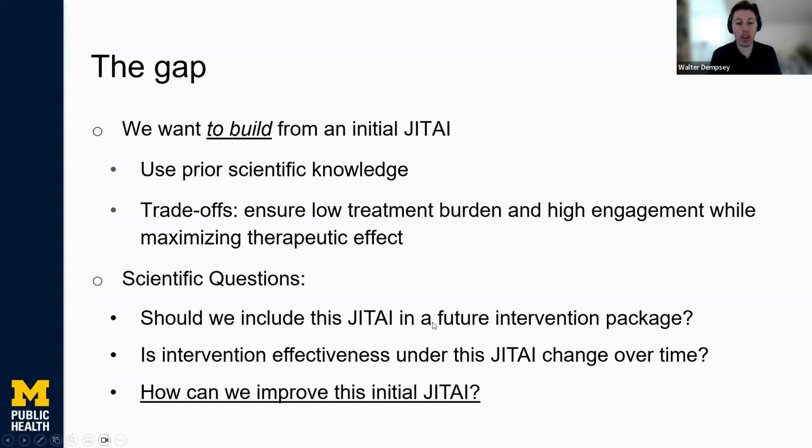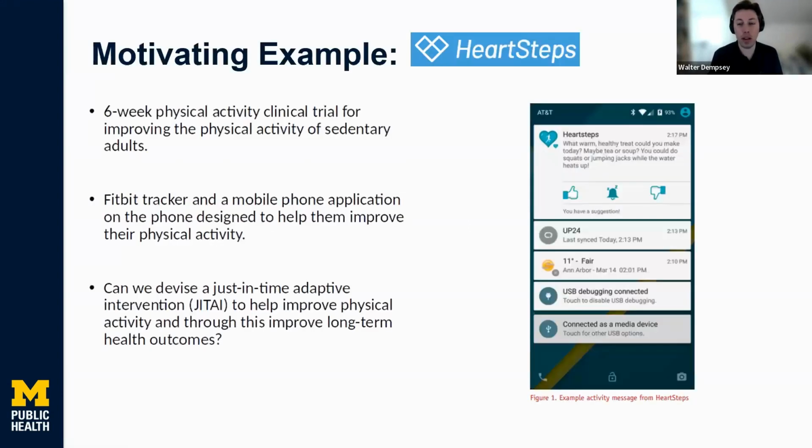So to make this all concrete, I'm going to talk about a particular example. This is actually Pedja's study; Pedja was the PI. Susan and I were involved as statisticians in the study. It's called HeartSteps. HeartSteps is a 6-week physical activity clinical trial for improving the physical activity of sedentary adults.